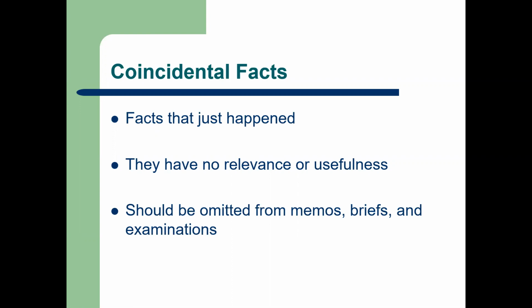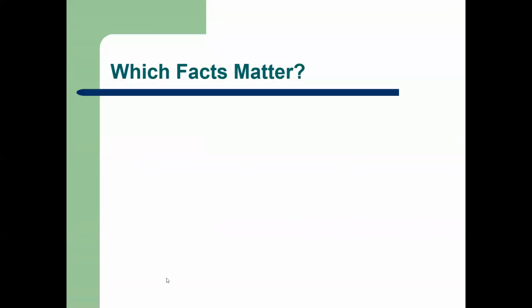Coincidental facts would also include, oh, I was mugged outside of Baskin Robbins, and the person had on a red jacket. Well, does it matter that the mugging took place outside of Baskin Robbins? Maybe, maybe not. But if it doesn't matter, then that's just a coincidental fact. You may want to exclude it. So think about trimming out those coincidental facts from your memos, briefs, and examinations, and instead focusing on your determinative facts and your explanatory facts.